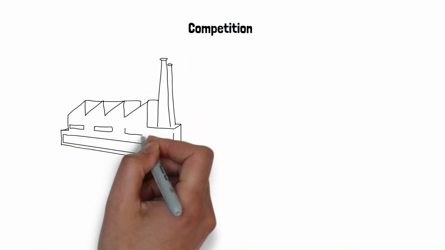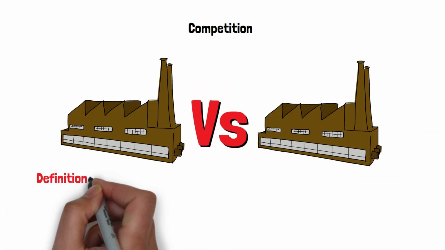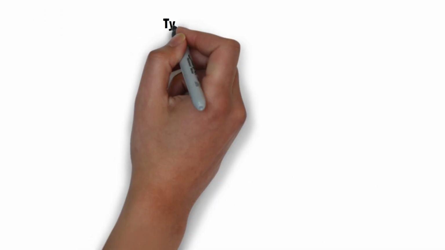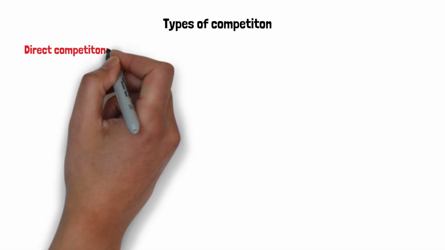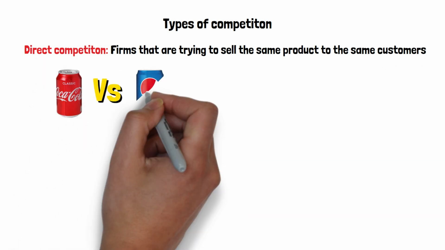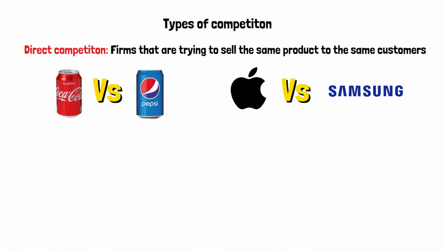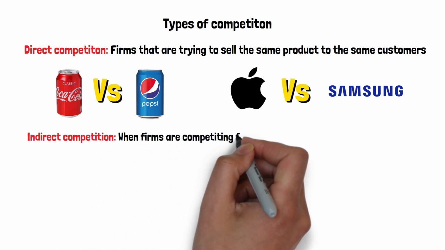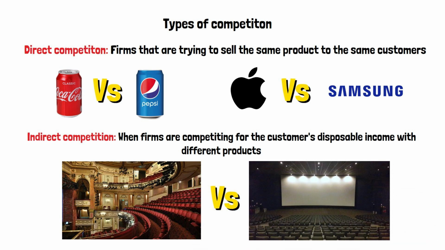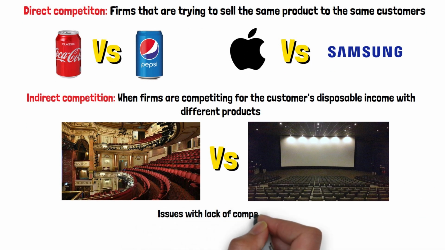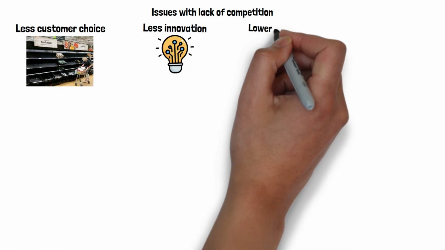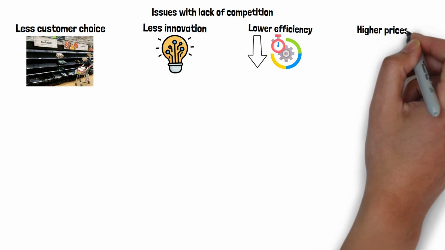And now it's time to look at competition. Broadly, competition can be defined as when two or more firms are aiming at the same target market. However, there are different types of competition. For example, direct competition, which is firms that are trying to sell the same products to the same buyers. For example, Coca-Cola versus Pepsi or Apple versus Samsung. And there's also indirect competition. This is when firms are competing for the customer's disposable income with different products. For example, theatres competing with cinemas. Competition is good for marketplaces, and there are issues that arise with a lack of competition. For example, less customer choice, less innovation, lower efficiency, and higher prices.